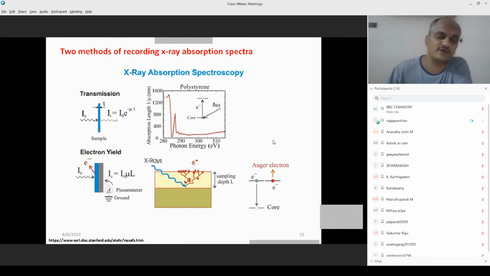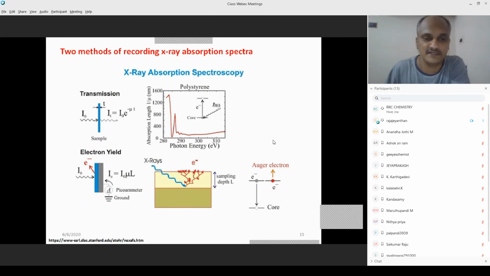What will happen in the surface yield of the material is, if the sample is considerably thick, that is shown in the blue color, which is mounted to a metal conducting material, and this metal is grounded through a picoammeter. Why do we have a picoammeter? Very little current will flow, so that's why we are using a picoammeter to detect that current.